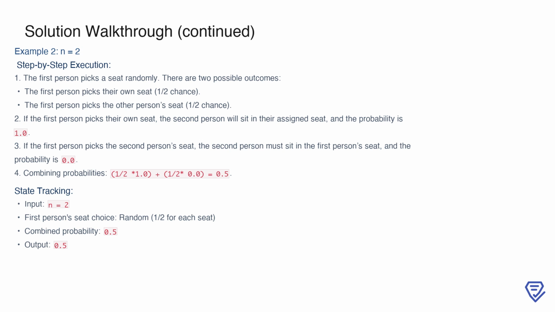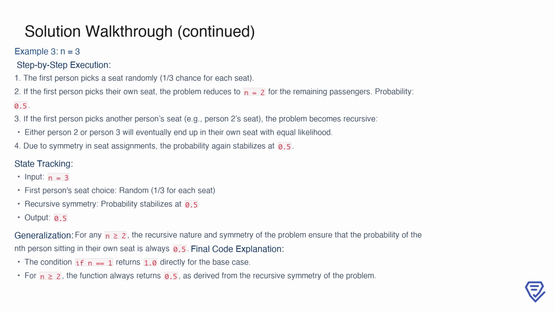This illustrates the symmetry in the problem, as reflected in the state tracking. With an input of n equals 2, the first person's seat choice is random between the two seats, and the combined probability is 0.5. Let's extend this to the case where there are 3 passengers and 3 seats.